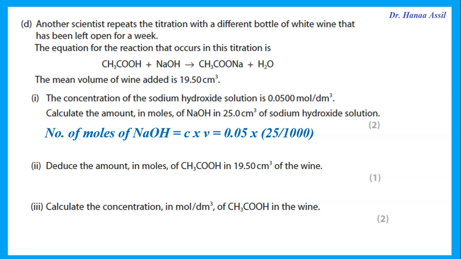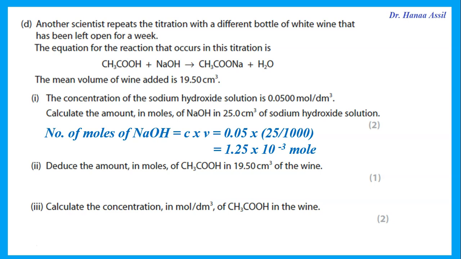Concentration times volume. Please do not forget to divide the volume by 1,000. I cannot put it just 25. It has to be 25 divided by 1,000 because the equation works with decimeter cubed. That means I have this number of moles of sodium hydroxide.